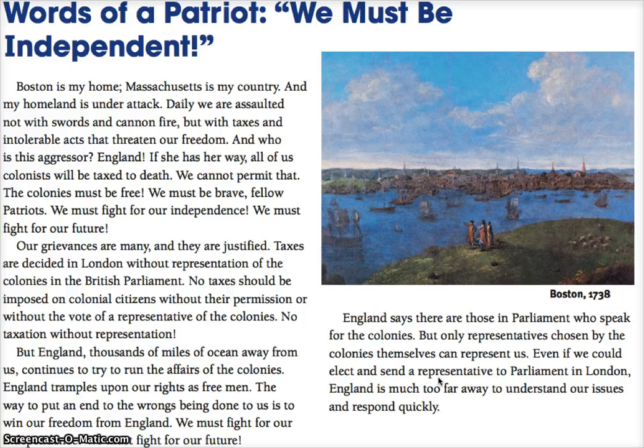The way to put an end to the wrongs being done is to win our freedom from England. We must fight for our independence. We must fight for our future. England says that there are those in Parliament who speak for the colonies, but only representatives chosen by the colonies themselves can represent us. Even if we could elect and send a representative to Parliament in London, England is much too far away to understand our issues and respond quickly.